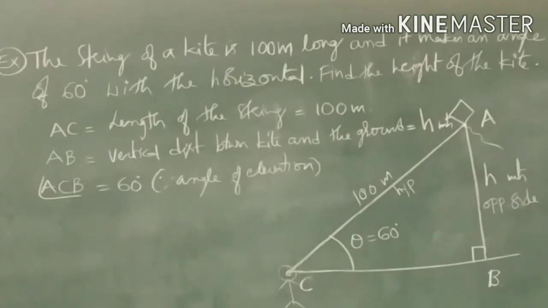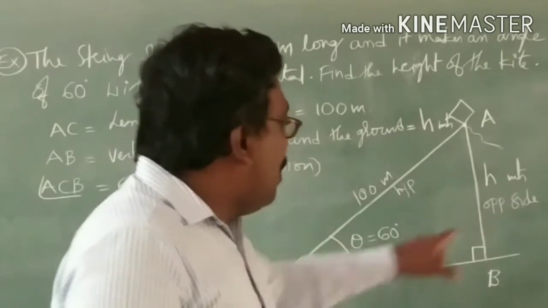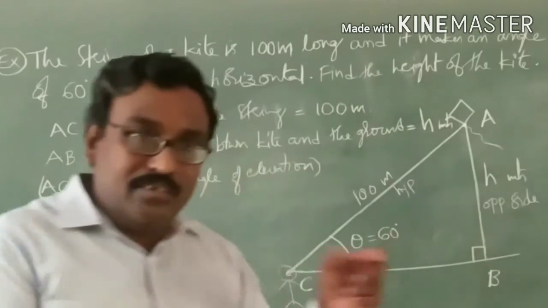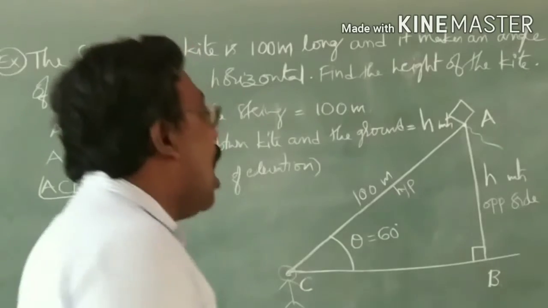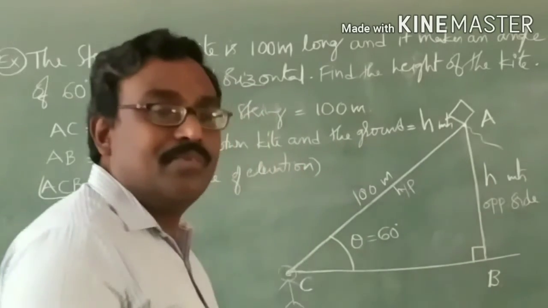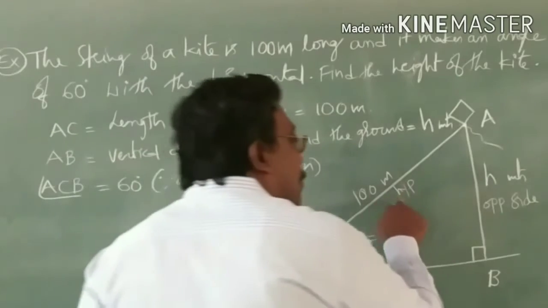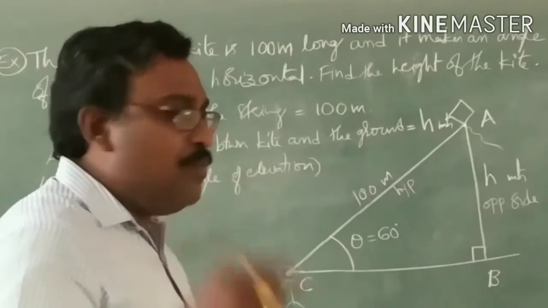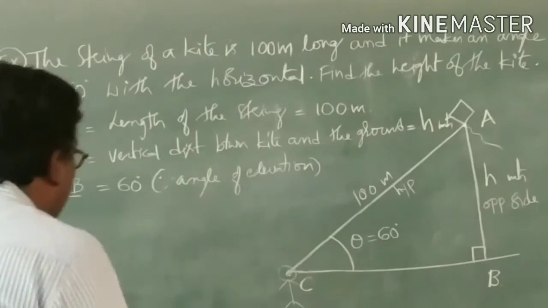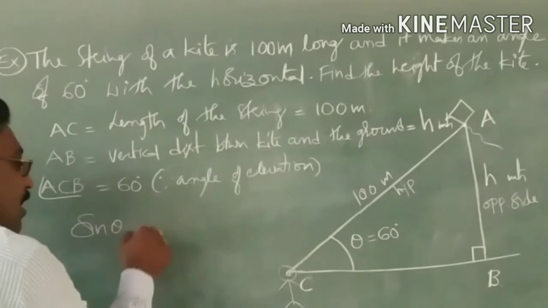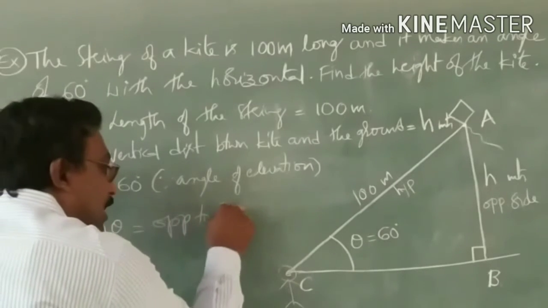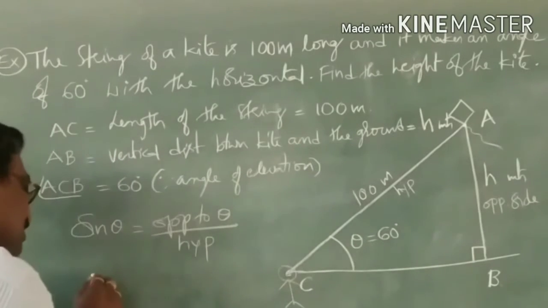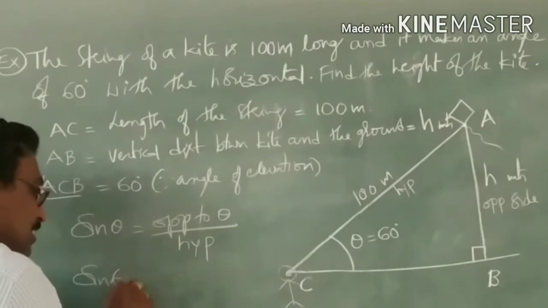Now, you need to find a relation between the opposite side and the hypotenuse, a trigonometric ratio. Opposite by hypotenuse is sin theta, or hypotenuse by opposite is cosecant theta. Among the two, you can use any one. I am using sin. Sin theta is equal to opposite to theta by hypotenuse. Theta is equal to how much? 60 degrees. Sin 60.